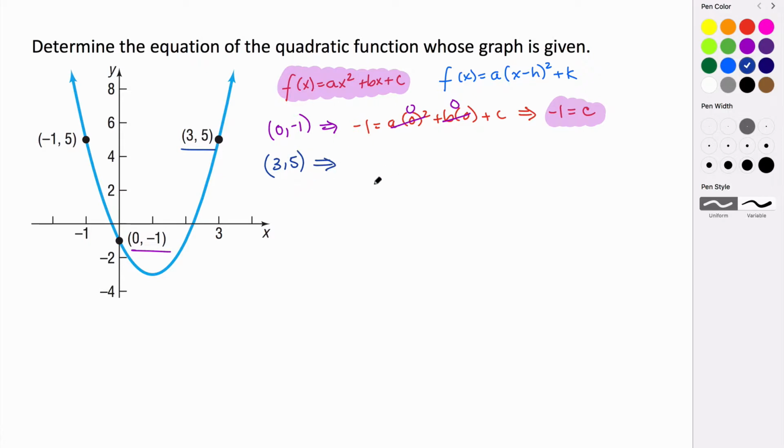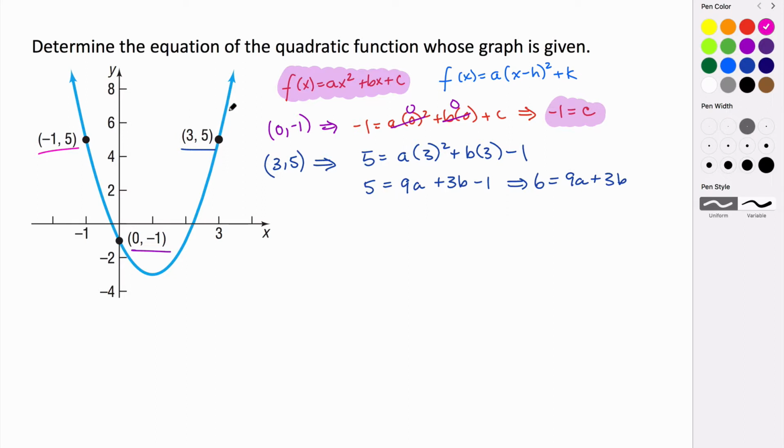So 5 is the value of f of x. So 5 equals a times 3 squared plus b times 3 plus c, but we know c is -1, so minus 1. And then simplify. So 3 squared, that's 9. So this is 5 equals 9a plus 3b minus 1. We can add 1 to both sides so that we get 6 equals 9a plus 3b. So now we have an equation in just 2 variables, so hopefully we can use this to solve using systems of equations.